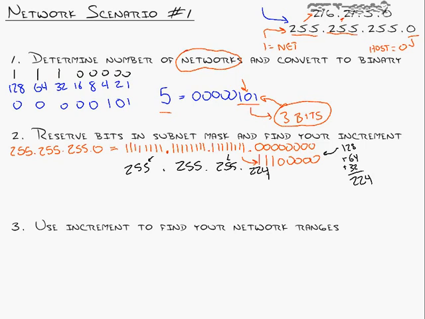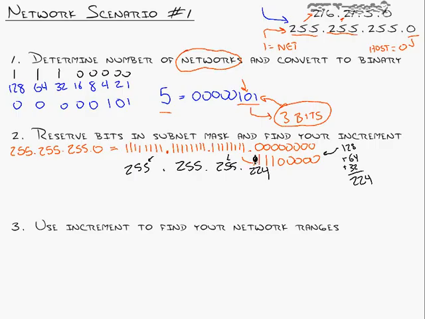That's a key part of the equation, but we need to figure out what that subnet mask means, and that's the second half of step 2. It says reserve the bits in the subnet mask. We just did that, and find your increment. The increment, this is the other weird part, is going to be the lowest network bit that you have converted back to a decimal number.